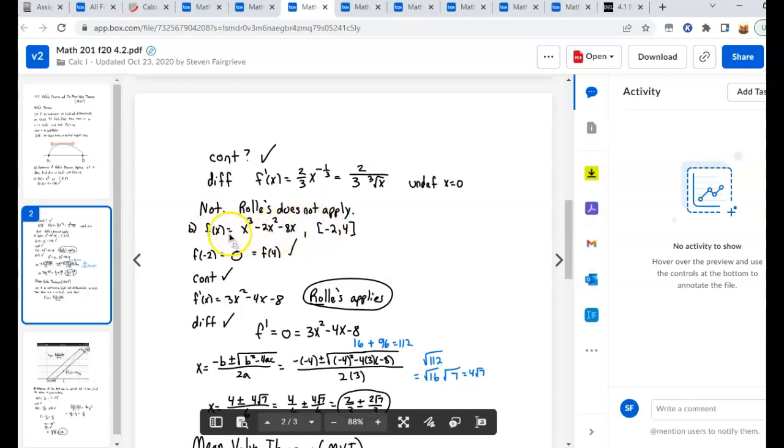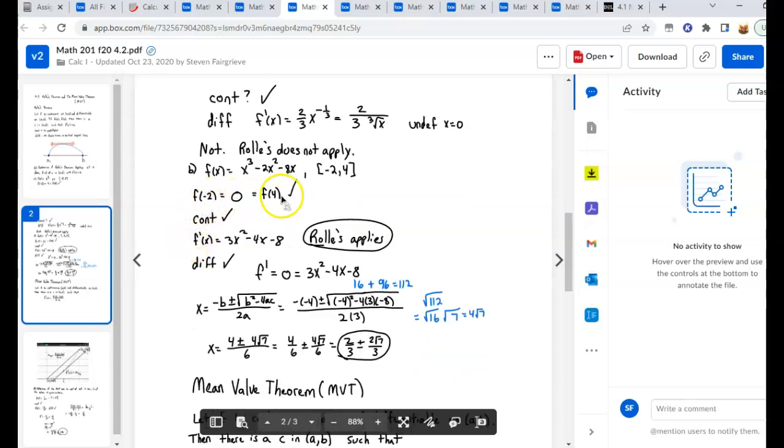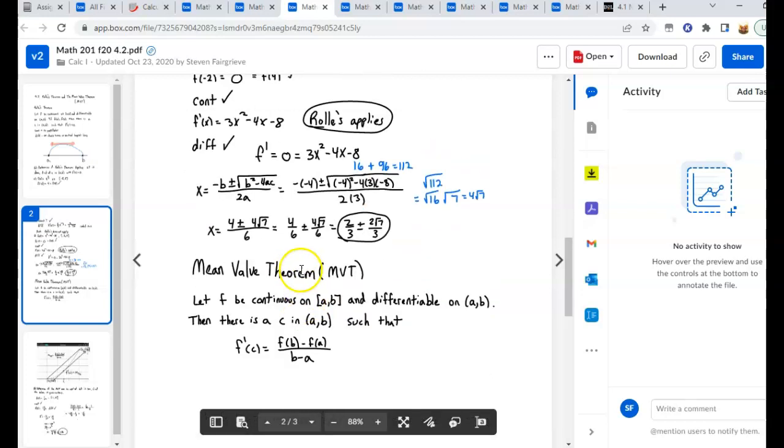Here in this other example, we check the endpoints are equal. In fact, they're both 0 in this case. The function's continuous because it's a polynomial, and its derivative's a polynomial, so it does apply. And then the second part of the problem is find all those values that Rolle's theorem guarantees. Rolle's theorem guarantees that the derivative will be 0 someplace in that interval if these 3 conditions are met. And so we solved here using the quadratic formula.